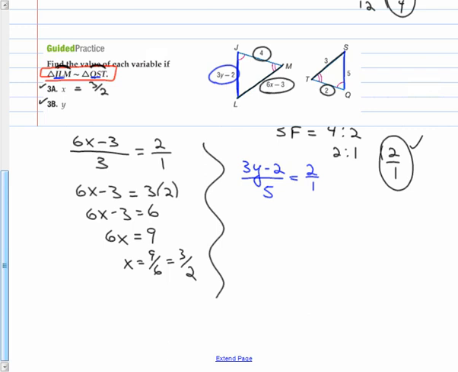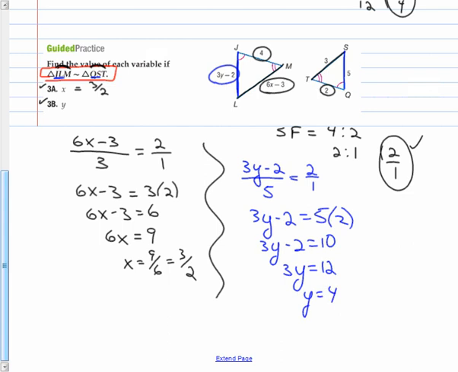That's my scale factor. Cross products, 3y minus 2 times 1 equals 5 times 2. So 3y minus 2 equals 10. Add my 2, 3y equals 12. Divide by my 3, y must be 4.